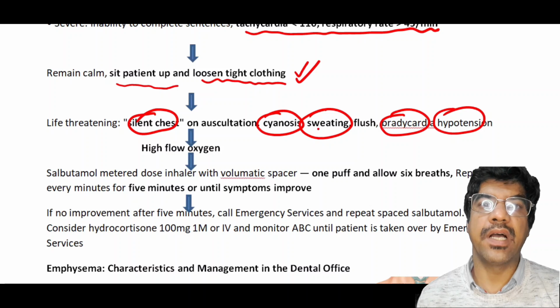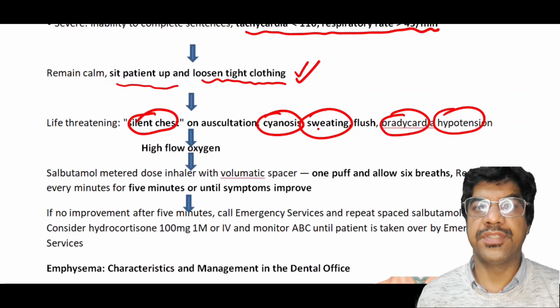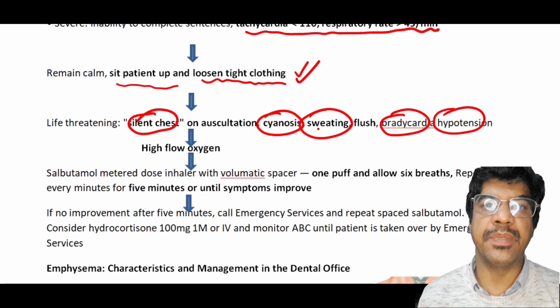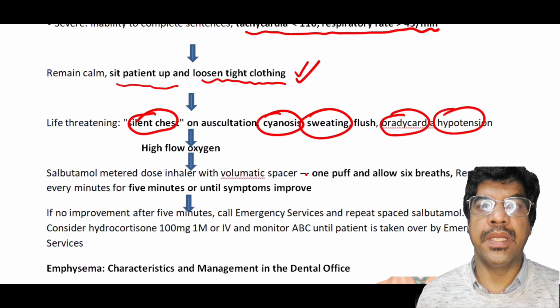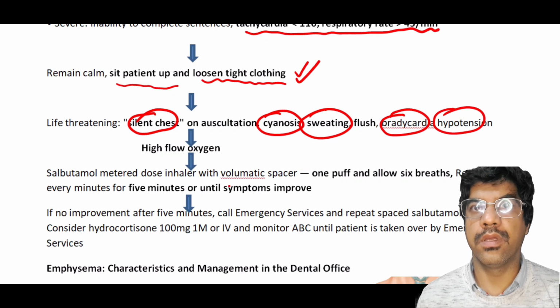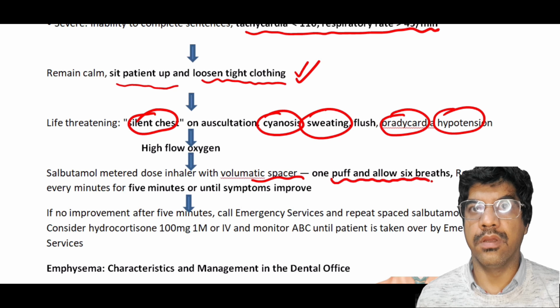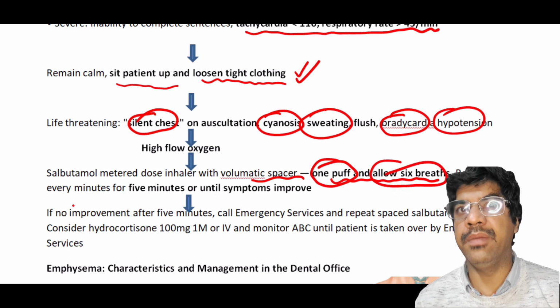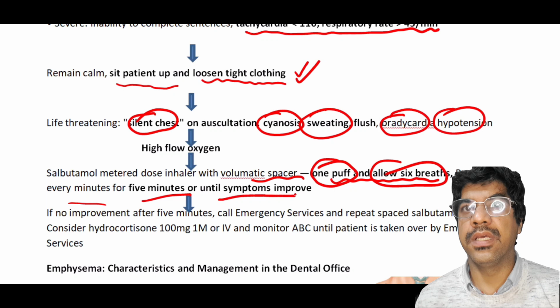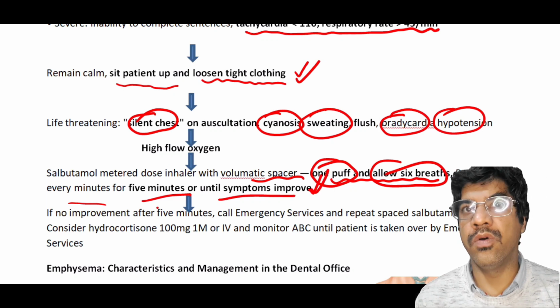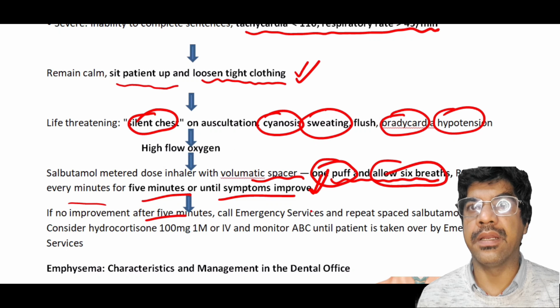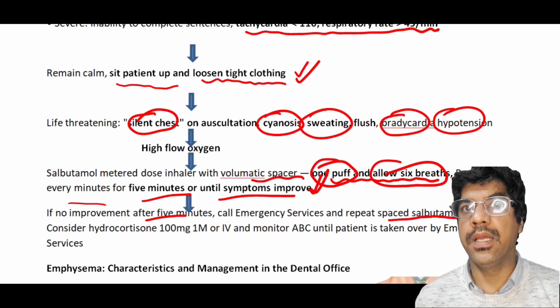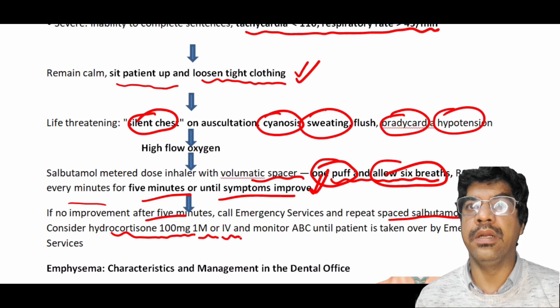Apart from that, you can give high flow oxygen and a salbutamol inhaler with a volumetric spacer. You give one puff and allow six breaths. Repeat every minute for 5 minutes until the symptoms improve. If no improvement occurs, call the emergency services and repeat spaced salbutamol. You can also consider hydrocortisone, given either intramuscularly or intravenously.